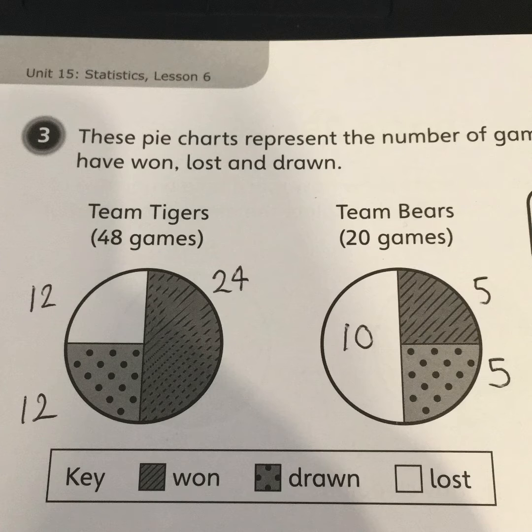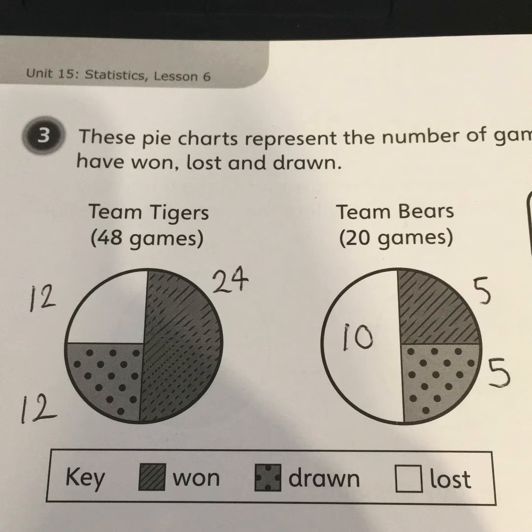However, you've got to look at what each pie chart represents. What's the whole? So if you look underneath where it says Team Tigers, it says 48 games. So the Tigers have played 48 games and the Bears have only played 20. So this is why you've got to really make sure you know what the whole is worth first of all. So if I look at the Tigers, I can see that they've lost 1/4 of their games.